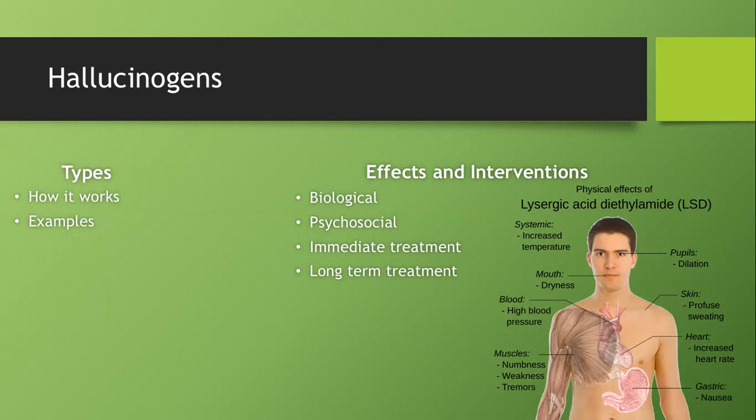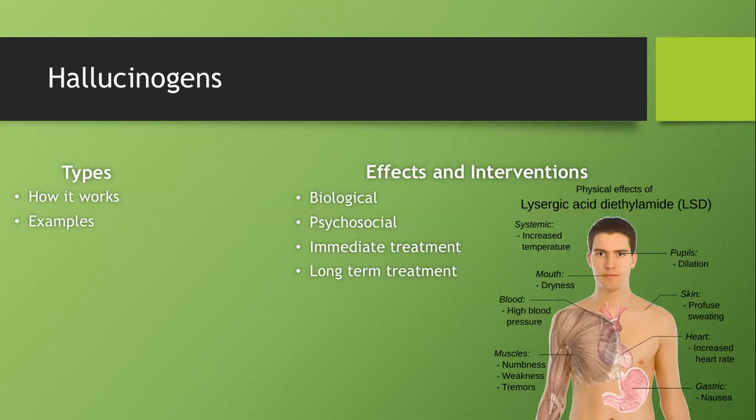Biologically, we see an increased heart rate, increased body temperature, increased blood pressure, dry mouth, and dizziness. Examples of hallucinogens include mushrooms, LSD, PCP, mescaline, and amphetamine derivatives. Immediate treatment for someone that is taking a hallucinogen is to reduce their stimuli, help them to maintain a safe environment, manage any behaviors, and treat any medical complications.